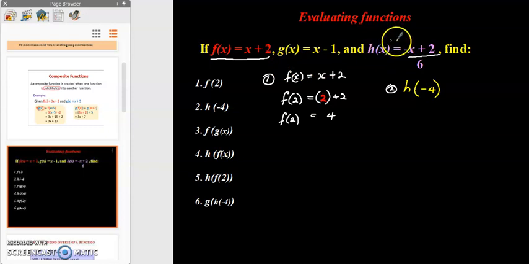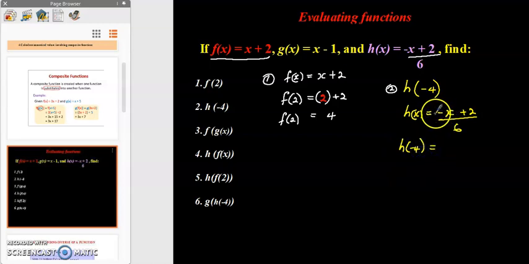Go straight to the h function right here. Then you write down your h function: h(x) is equal to negative x plus 2, divided by 6. Now that is the h function. But they want to find h(-4). So h(-4) will be equal to, remember now, you're only doing the substitution for the x.